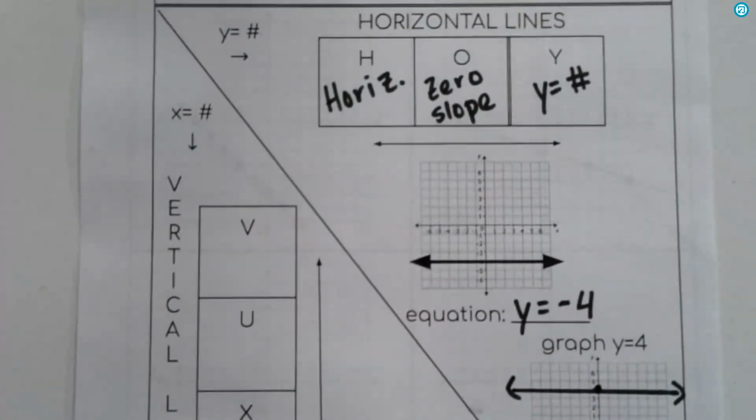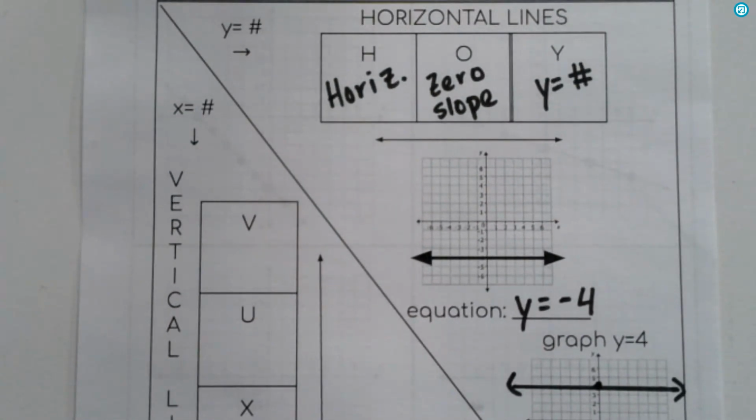So horizontal lines are side to side. Anytime we see y equals a number without the mx, it's just y equals b essentially, we're going to know it's a horizontal line. Okay. Any questions about horizontal lines? All of it there.